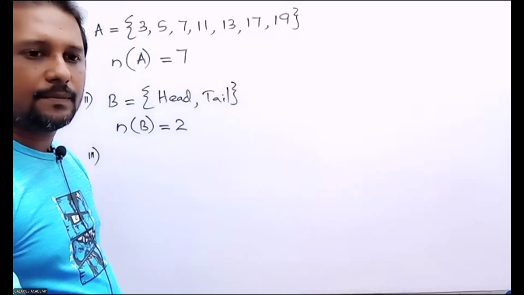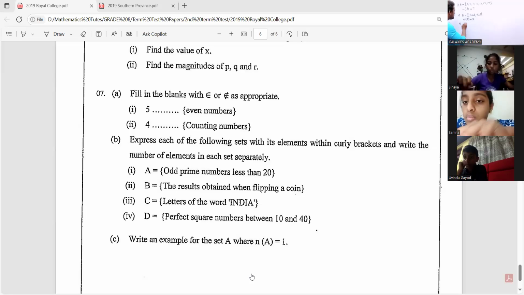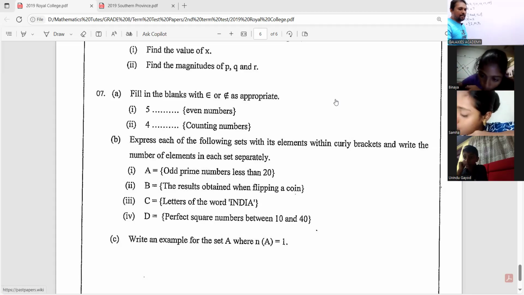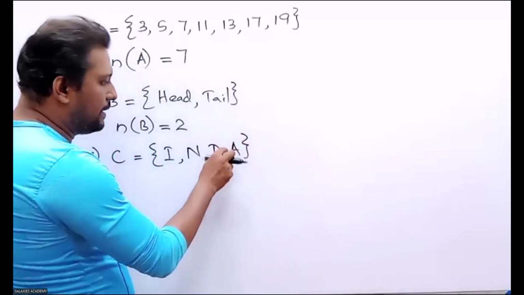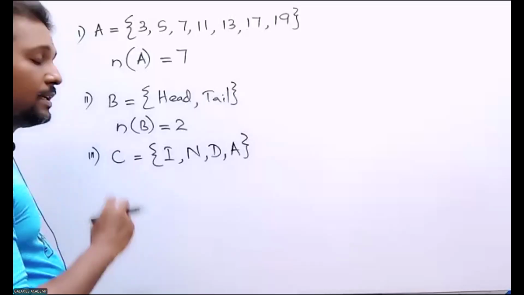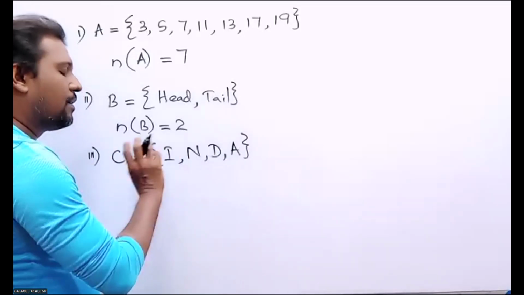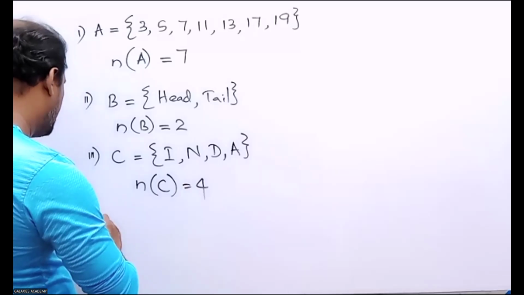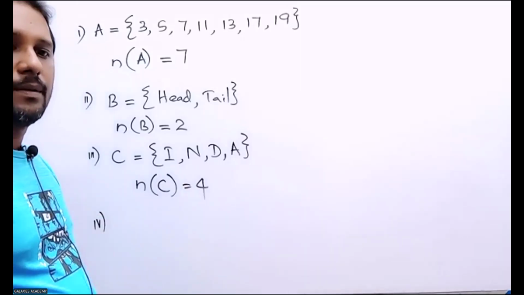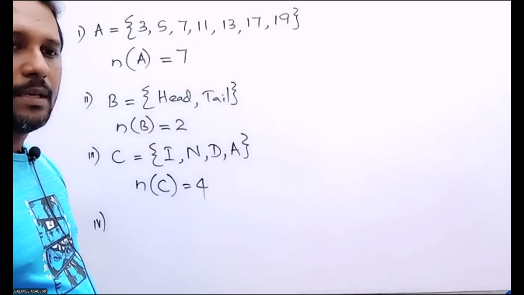Then next one given capital C. Capital C given, letters of the word India. Right? When you write India, I-N-D-I, right? One element you can't repeat. Only one element you can write only once. Then next one is A. Right? Although I appears here, we don't write I again since it was already written. So what are the elements? I, N, D, A. How many? 4 elements. So we can represent n(C) equal 4. Right? n(C) equal 4.